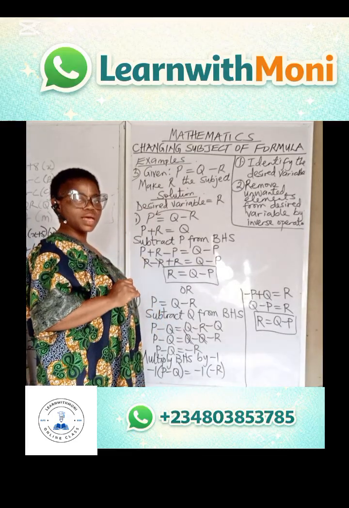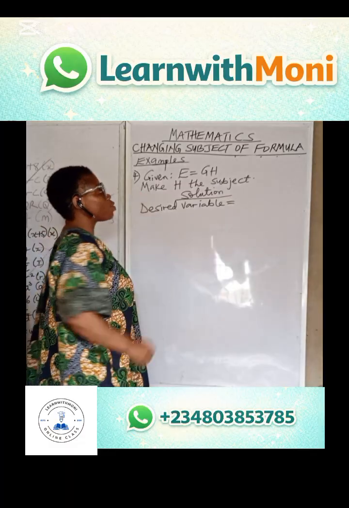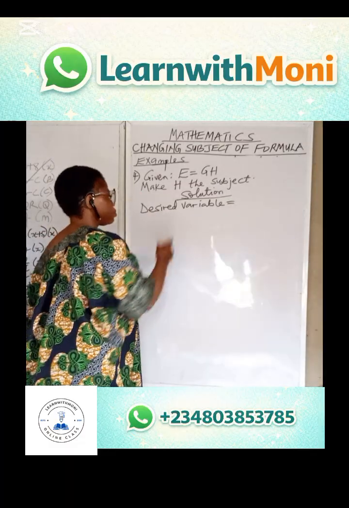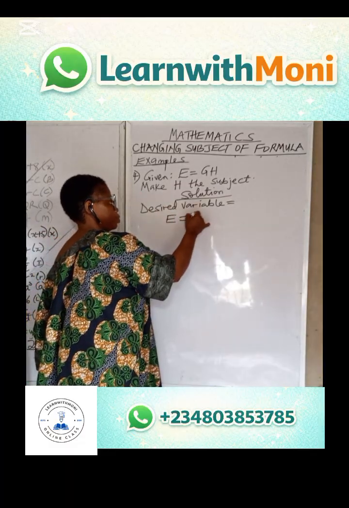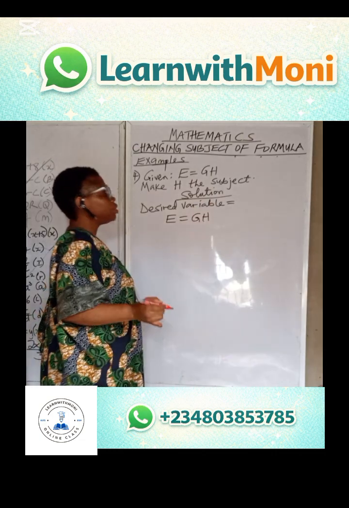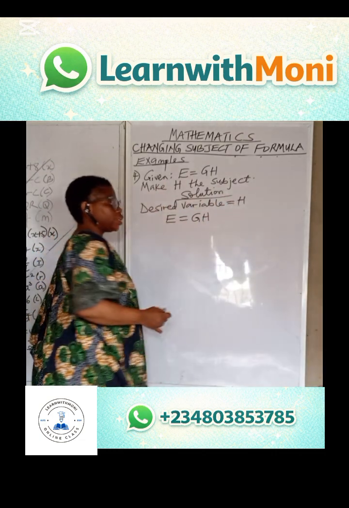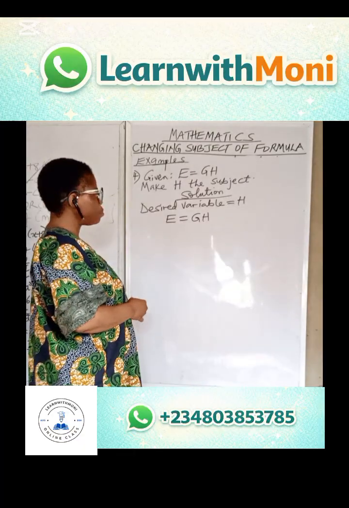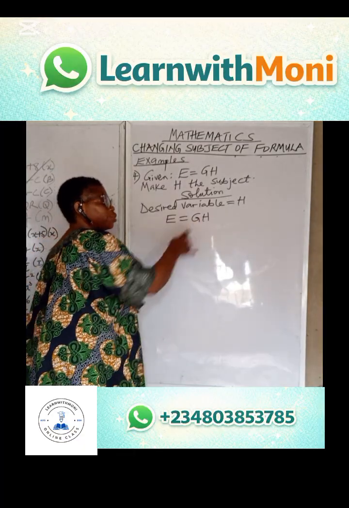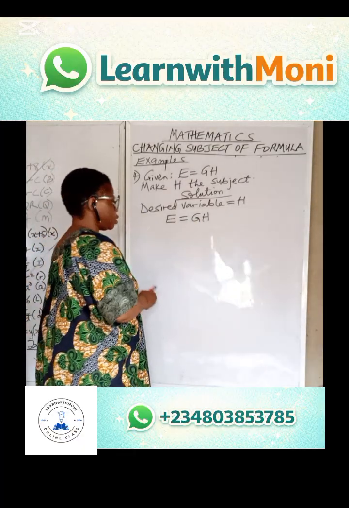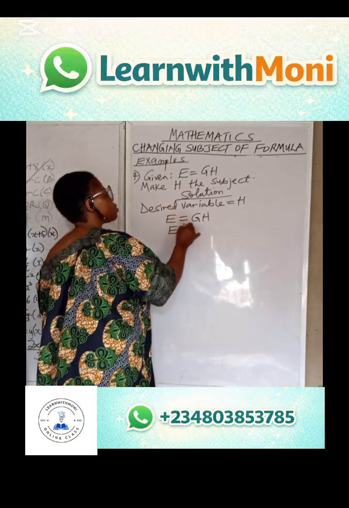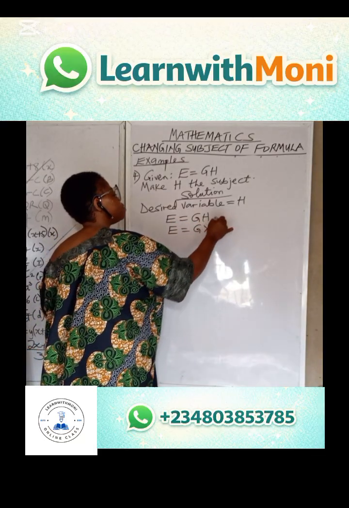Let us take another example. E equals GH, and the desired variable is H. We want to make H the subject of the formula. GH means G times H. This means that E equals G times H.